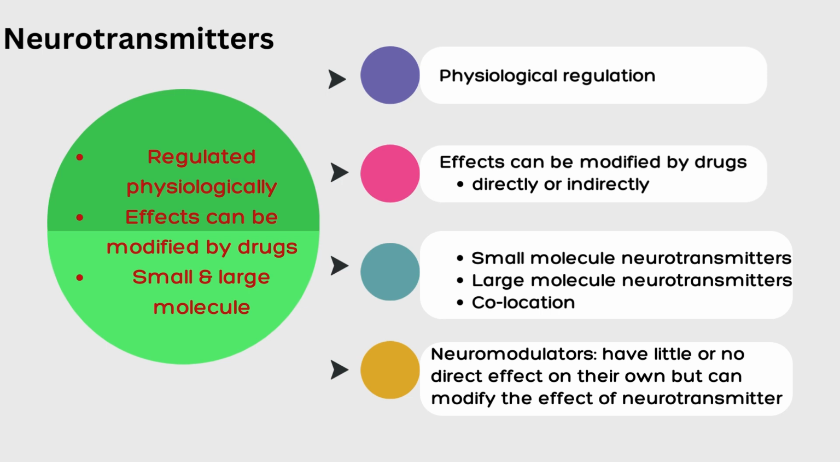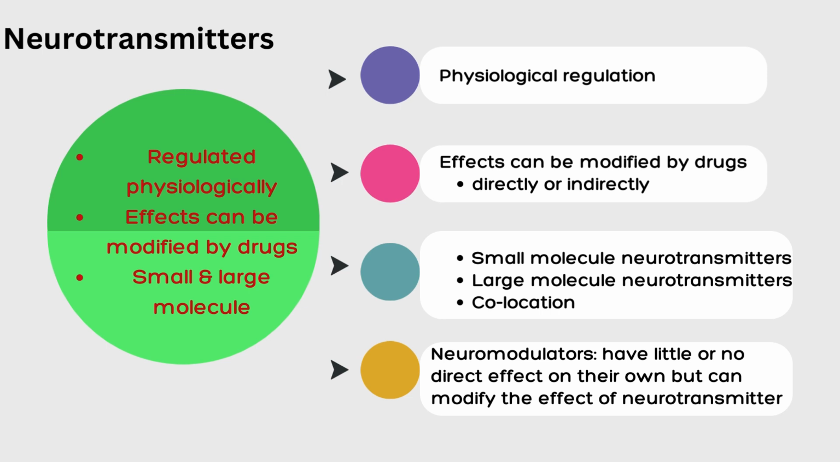So neurotransmitters are synthesized and stored within the nerve terminals. Their release, action, and termination of action is a whole cascade that is regulated physiologically. The effects can be modified by drugs, whether directly or indirectly. They are categorized broadly into small and large molecule neurotransmitters.